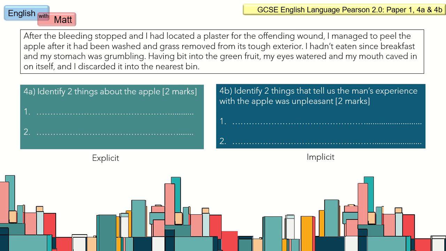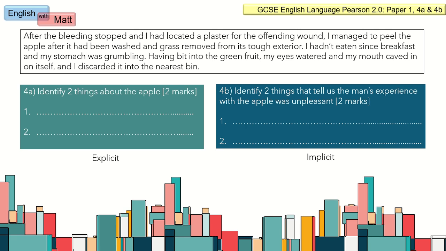After the bleeding stopped and I had located a plaster for the offending wound, I managed to peel the apple after it had been washed and grass removed from its tough exterior. I hadn't eaten since breakfast and my stomach was grumbling. Having bit into the green fruit, my eyes watered and my mouth caved in on itself, and I discarded it into the nearest bin.